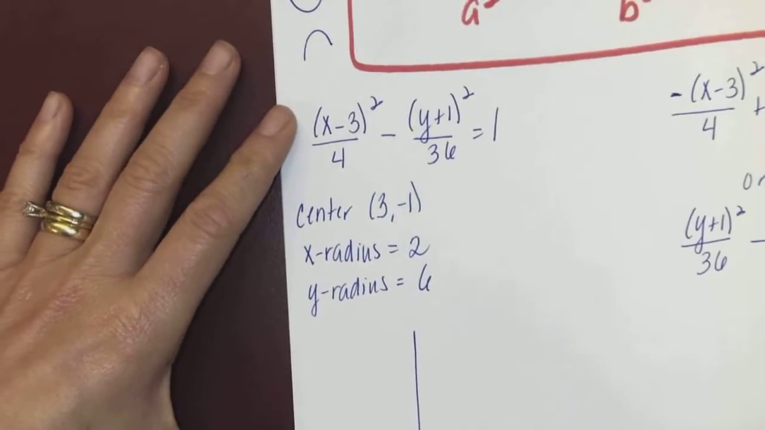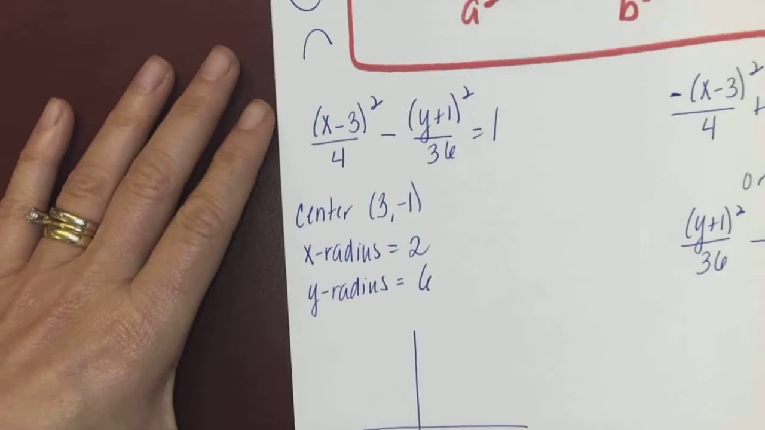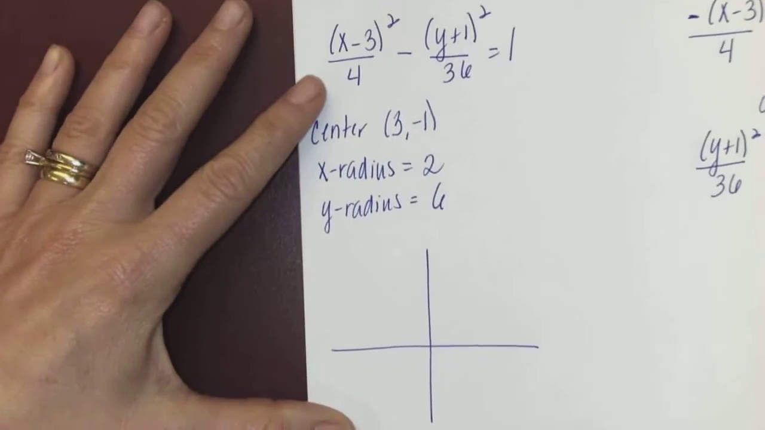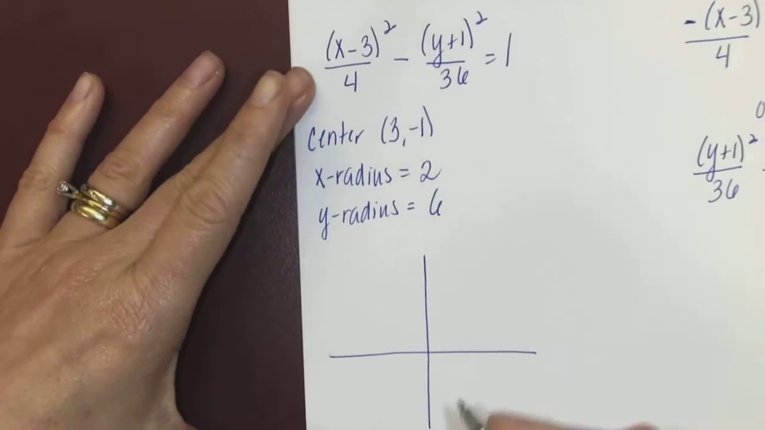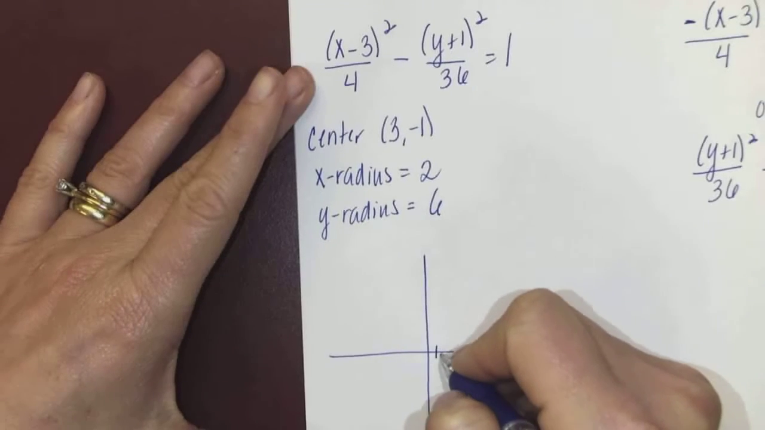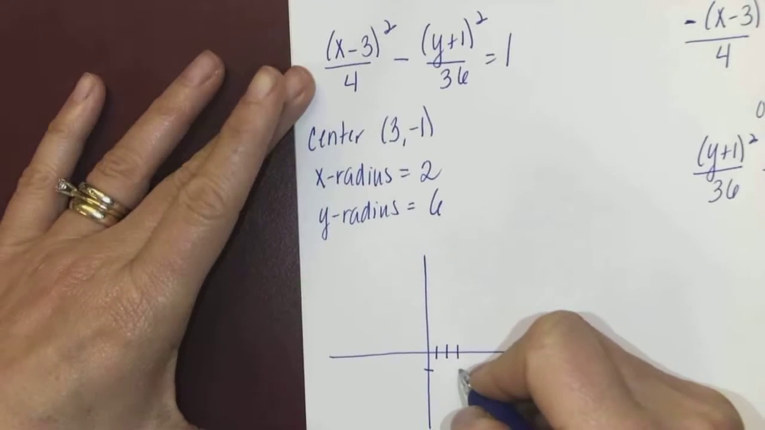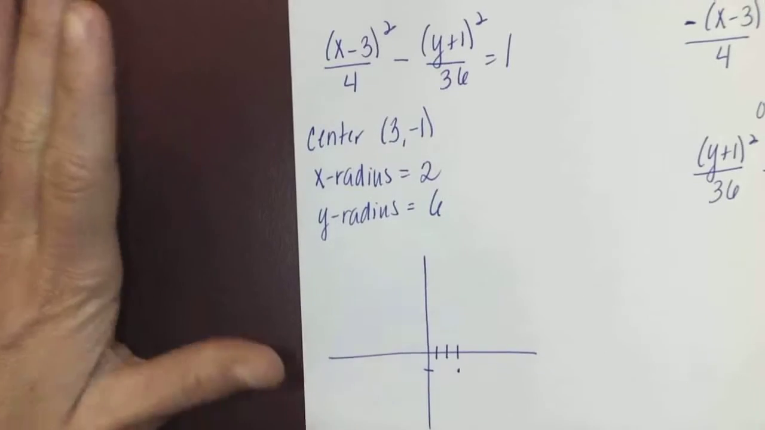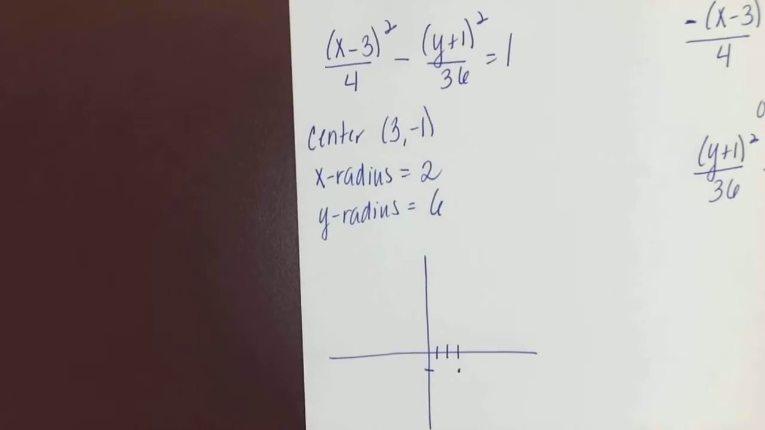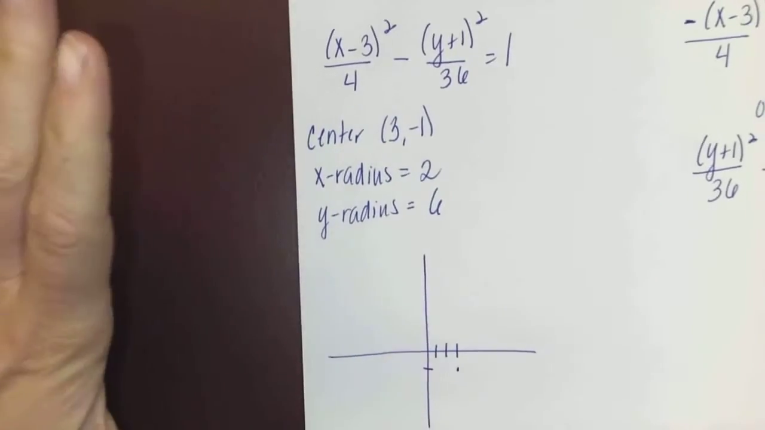So I'm going to put my Y and my X axis, and I should slide this up, pardon me. And my center is (3, -1): 1, 2, 3, and down 1. I'm just going to put a little point there for a guide. It's actually not part of the actual hyperbola. It's just helping me center it on my grid here.